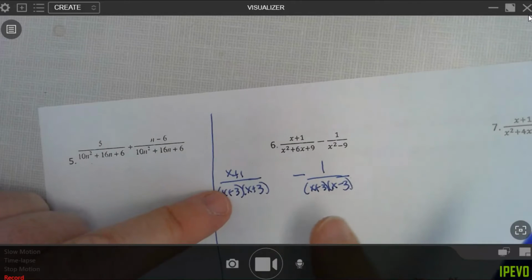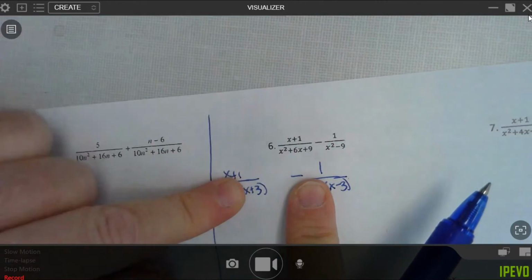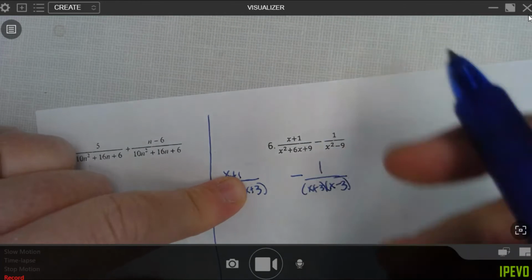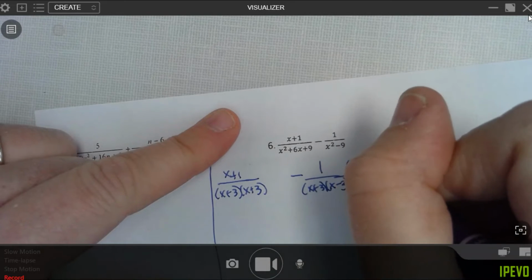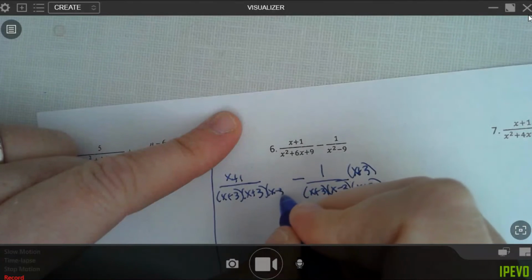So they each have an x plus 3, so you don't need to worry about that. That means that this side needs the x plus 3 and this side needs the x minus 3, so that they have the exact same thing. So this one's getting another x plus 3, and this side's getting another x minus 3.